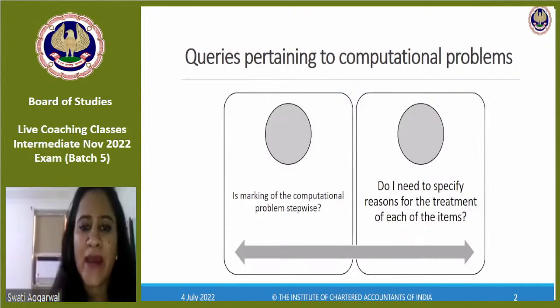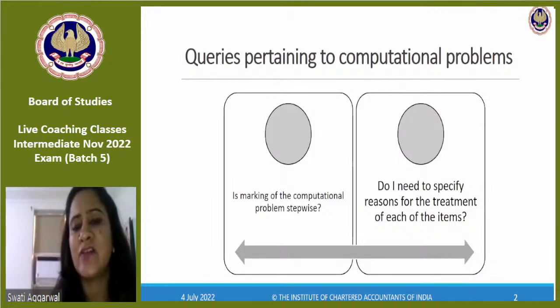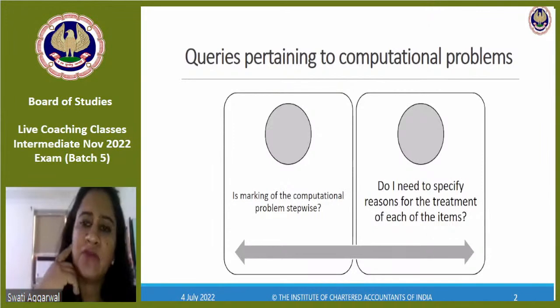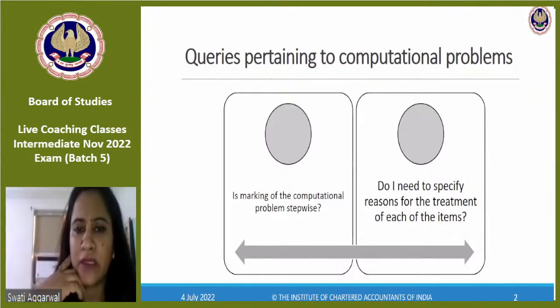Whatever is the law behind it, whatever is the reason, whatever is the legal backing behind the treatment of a particular item, whether you add it or not, one important thing is that even if you do not give any treatment for it, like if something is given which you neither need to add nor subtract, even then you need to give a reason for not considering that particular item.